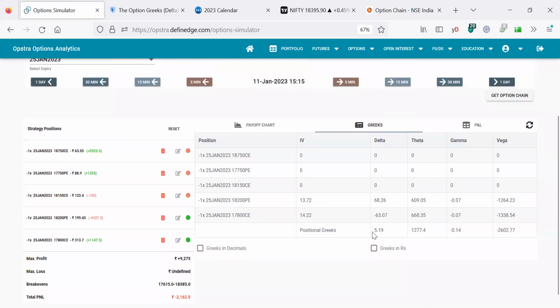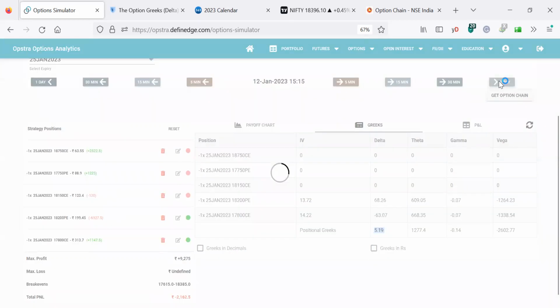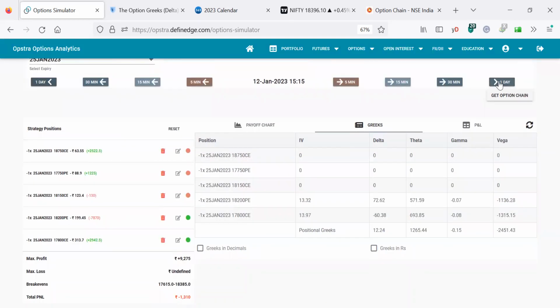Again there is a roundabout delta difference of 5, so it's fine. Again little loss is decreased, but still in loss. Now it is one day more, so loss is decreasing. Delta is also within our range of adjustment.